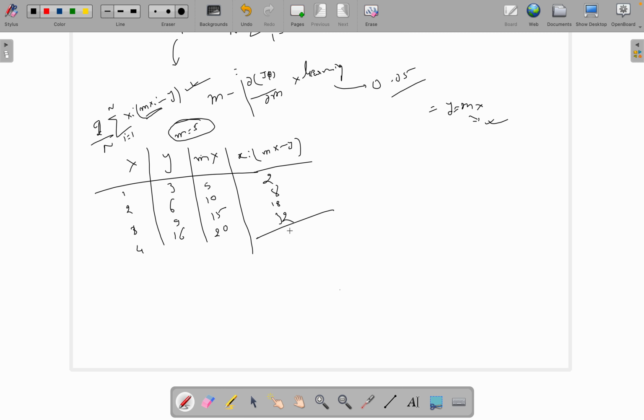Now what is the sum of this? So the sum of this is 60. So this whole term is giving me 60 into, you can see here, 2 by n.